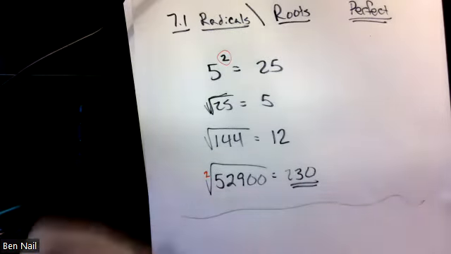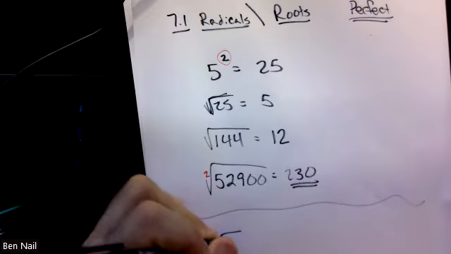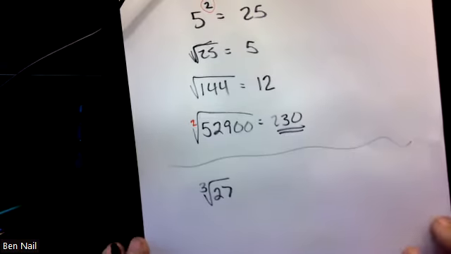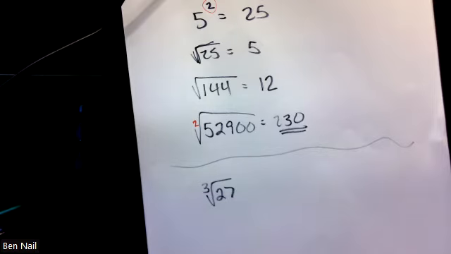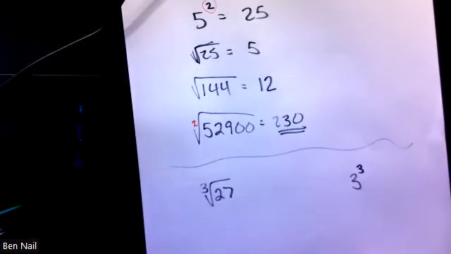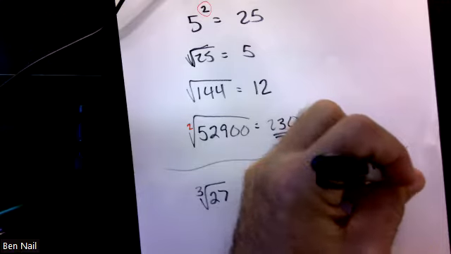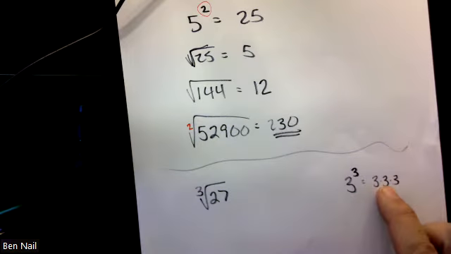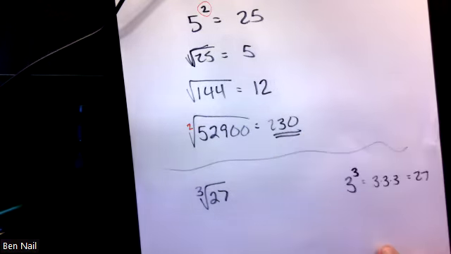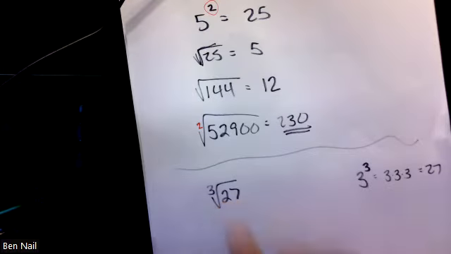If they change the index and did something like this, this is what we call a cube root. Okay, this is undoing the third power. So what this is asking is what number times itself 3 times is 27. So again, it's undoing that third power. For example, if I told you to take 3 to the third power, that means 3 times 3 times 3. Well, 3 times 3 is 9, times 3 is 27. So the cube root of 27 is 3.